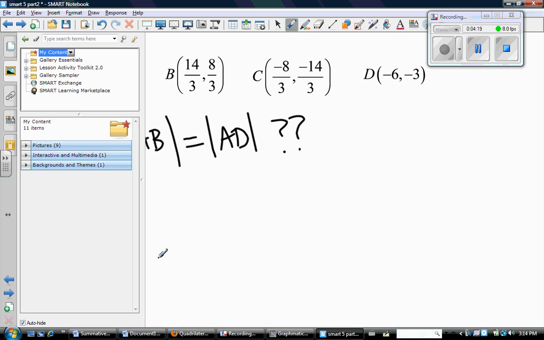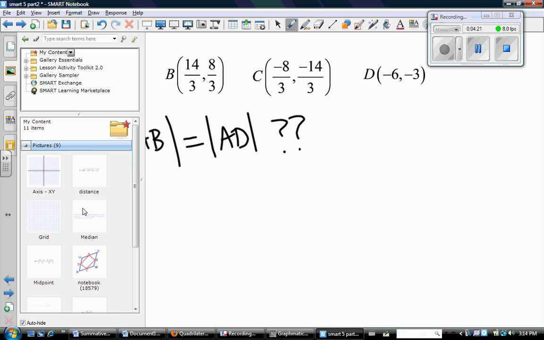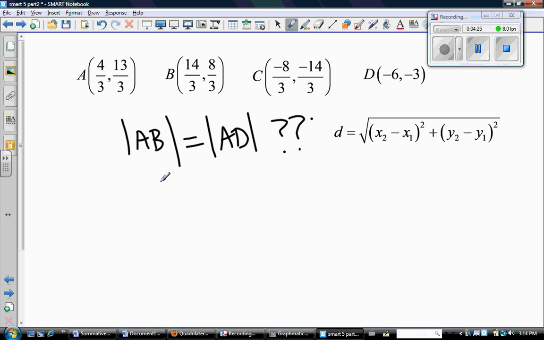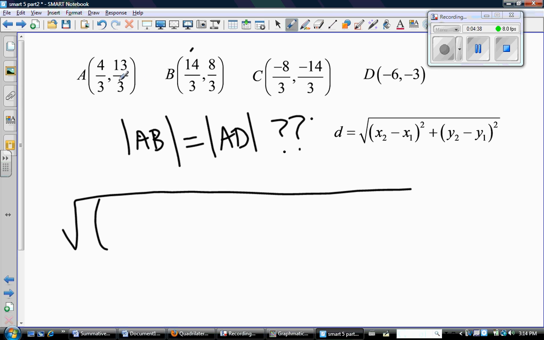To find the length of a line segment, we use the distance formula, because this formula will tell us the distance from one point to another point. And that will translate for us into the length of the line segment. So let's find the distance between point A and point B. So looking up here, point A and point B.